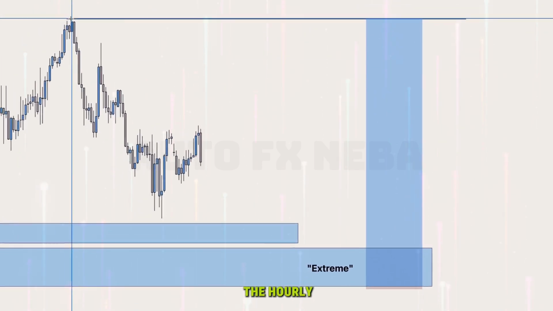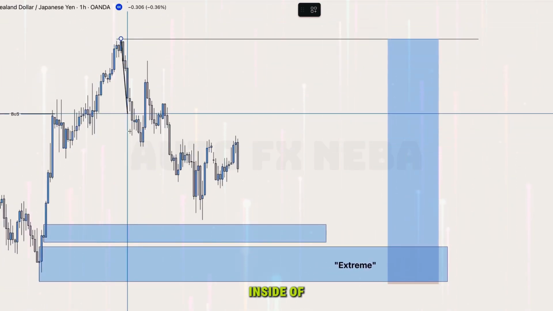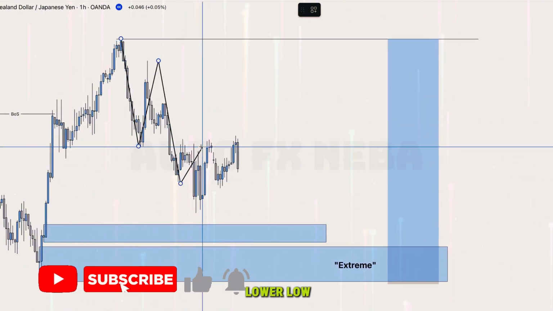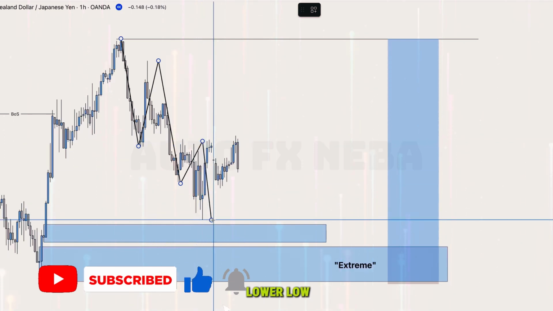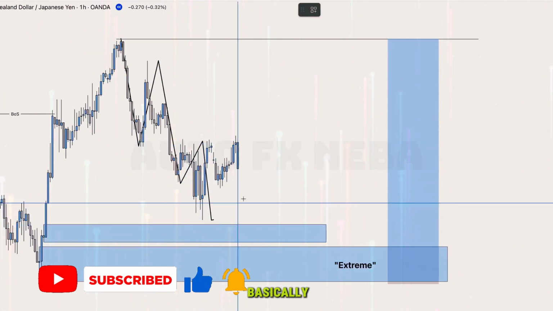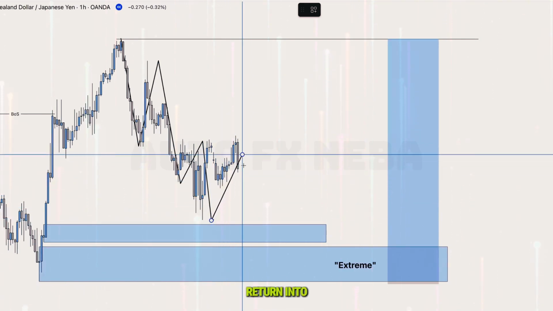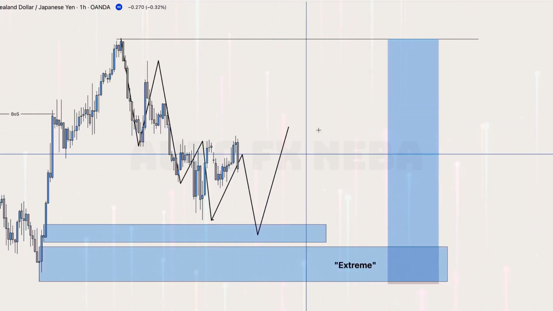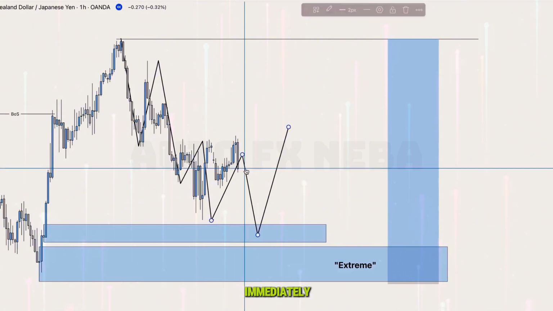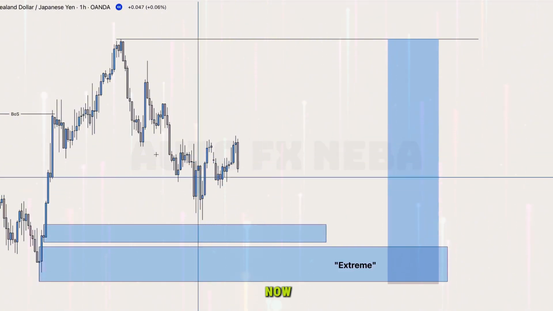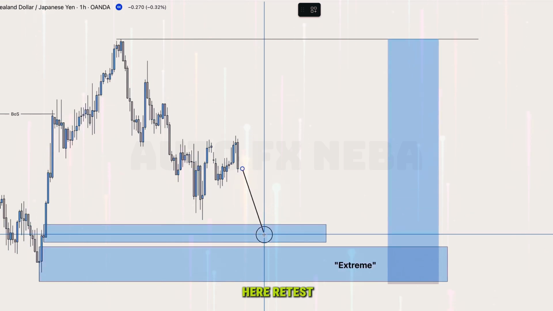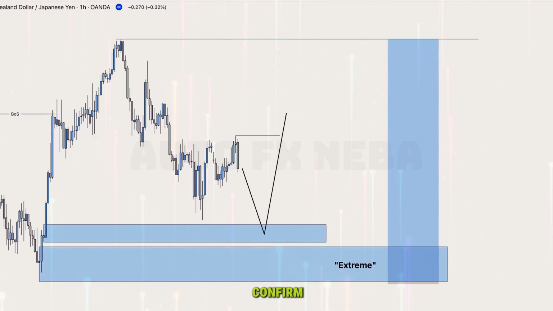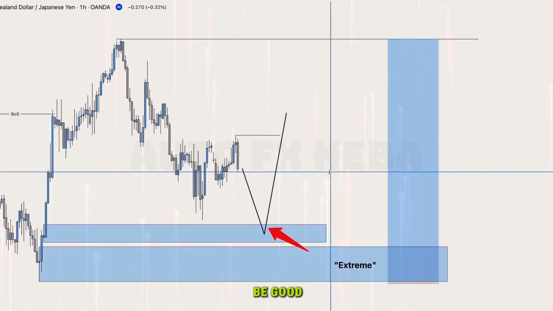So now that we're on the hourly, we can see there's a small trend inside of the larger trend. We have the high, a low, lower high, lower low, then we have a lower high and a lower low. Now at this point, we would basically want to see the market return into this area of demand and then create a new high. If we saw this, let's say it happened immediately from where the market is right now. So if we had a drive down from here, retest of this level, and then a push back above this point, this would confirm that the top zone could indeed be good for a position.